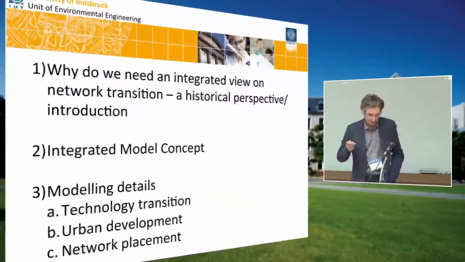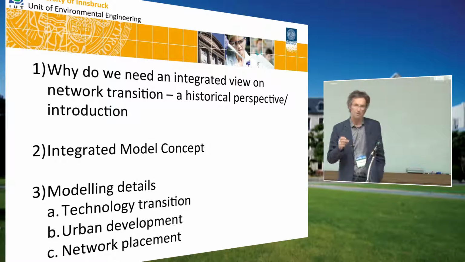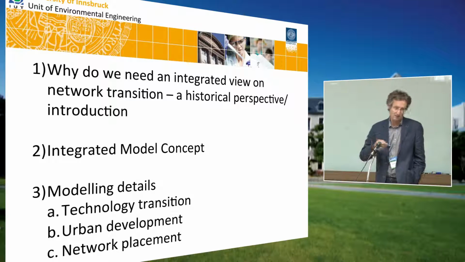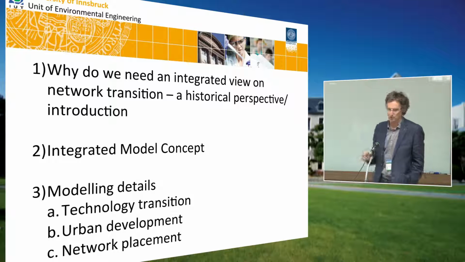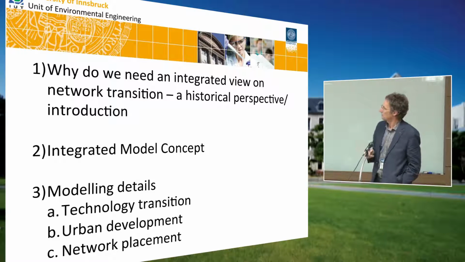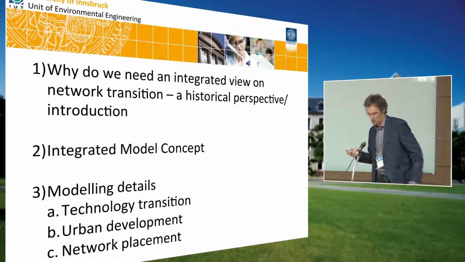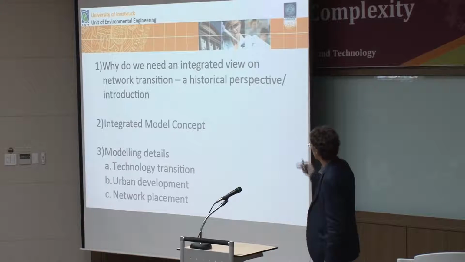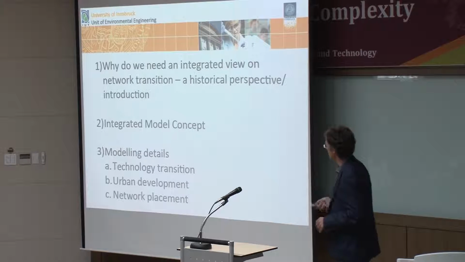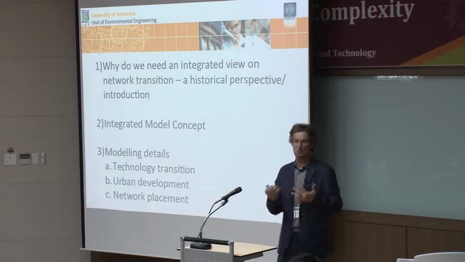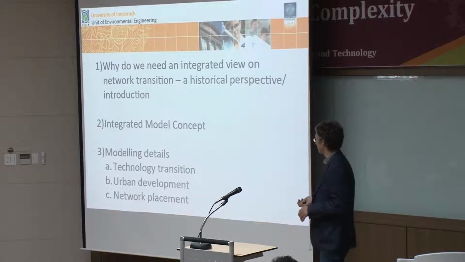What do I talk about in more detail? First, I would like to introduce a little bit about why we actually need an integrated view on this issue. I would like to start from a historical perspective and outline a few of these reasons why we have to look into this issue from a very complex and integrated view. I'm going to talk very little about this integrated model concept, which has already been introduced, and then I go into some details about some phenomena: technology transition, urban development, and the last one is about network placement, which is coming back to where we actually have our sewers, this relation between road network and the different types of networks.